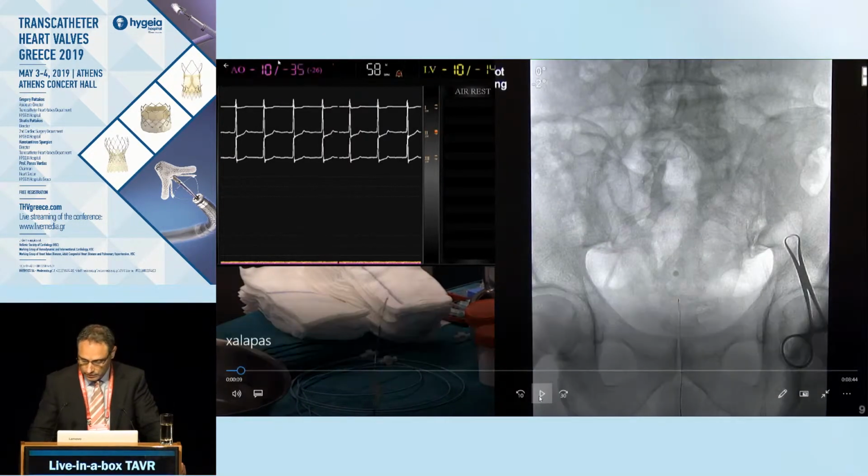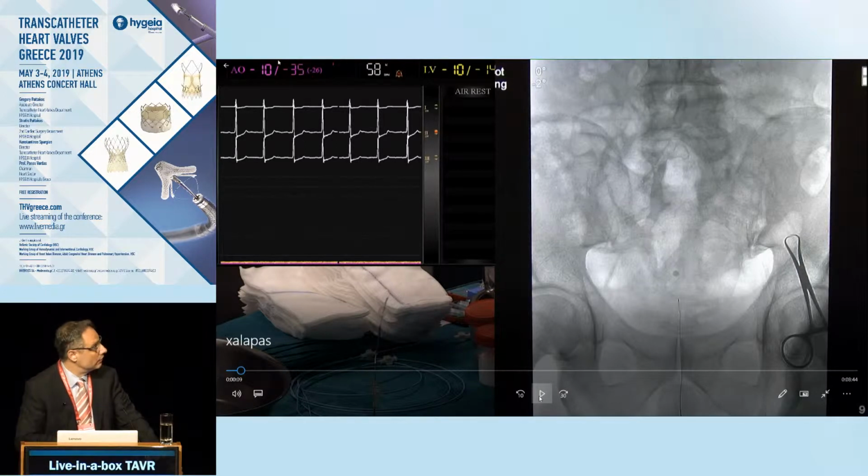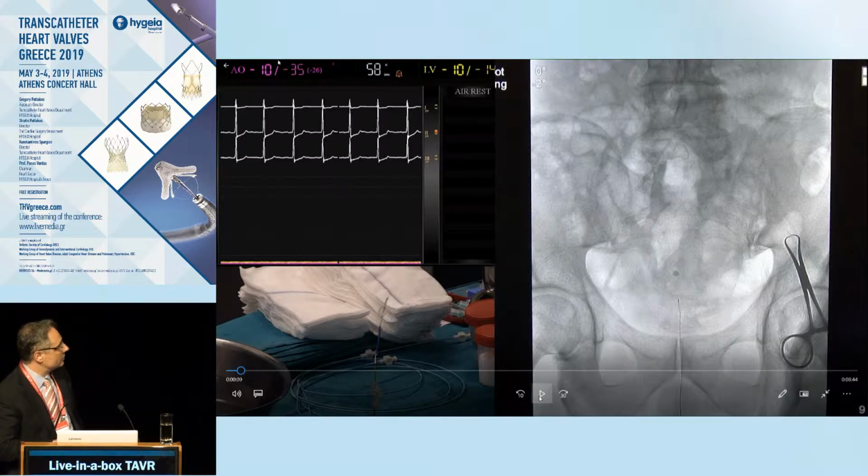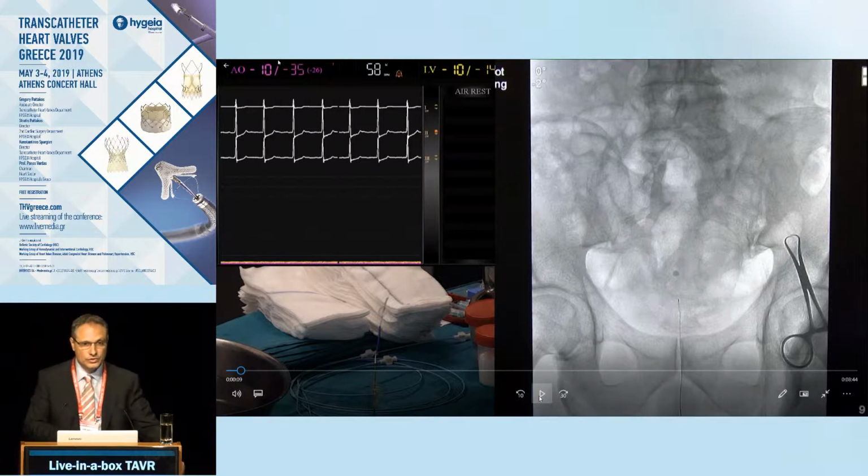We have already prepared the contralateral side, which in this case was the left femoral artery and the left femoral vein, introducing 7 French femoral sheaths in both artery and vein. And here you see the anatomy of this Sentinel device, with a distal filter here and the proximal filter here. Both filters have a pore size of 140 microns.